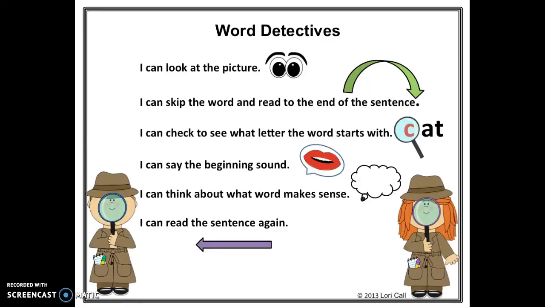Hi boys and girls. Today we're going to be learning a new strategy that will help you when you're reading to yourself. Often when you're reading by yourself, you don't have anyone there to help you when you come to a tricky word. So you have to learn how to help yourself. We learned that you can look at the picture, but you can also skip the word and read to the end of the sentence. Then you can go back to that word that was tricky and try to figure it out.